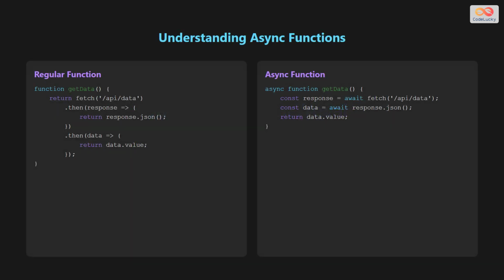This slide compares a regular function with an async function. A regular function uses the then method to handle the response from a fetch operation and return a value. On the other hand, an async function uses the await keyword to pause execution until the promise returned from the fetch is resolved, allowing the code to look and behave more like synchronous code, simplifying asynchronous operations.